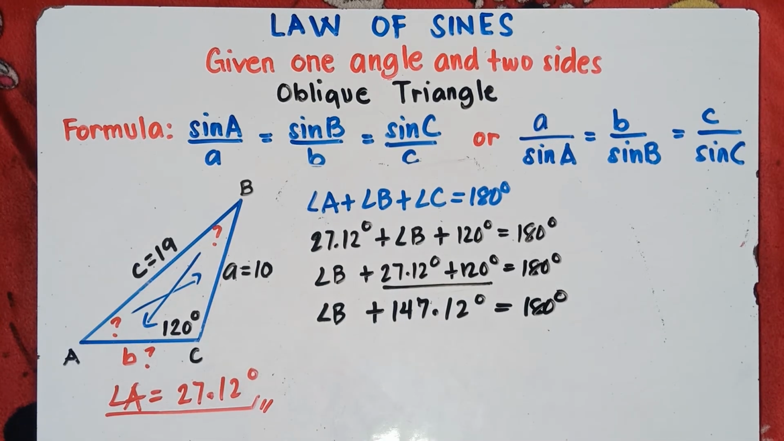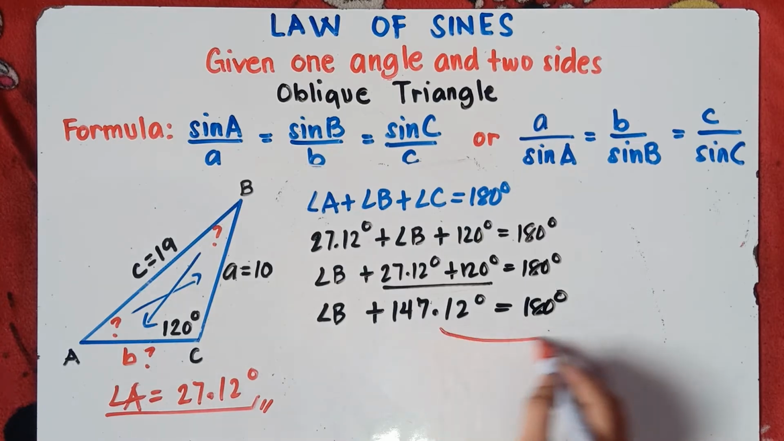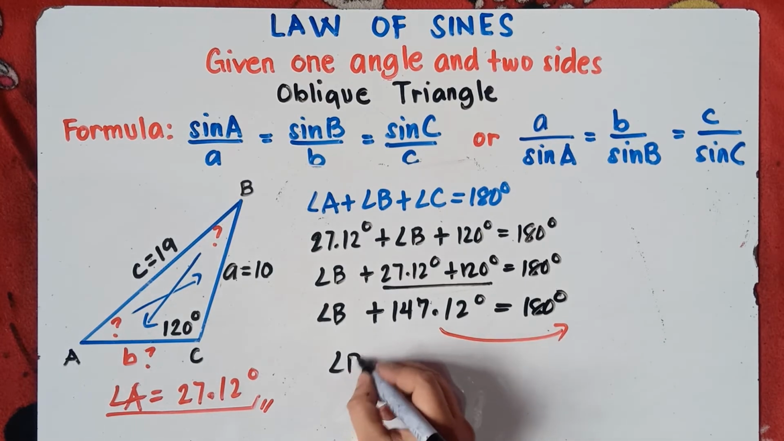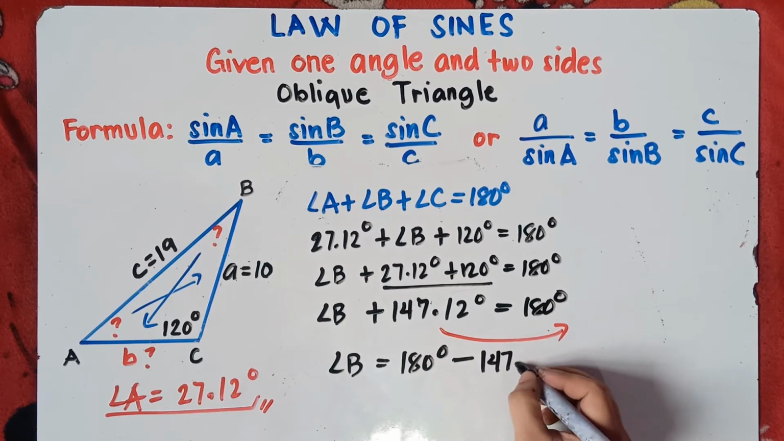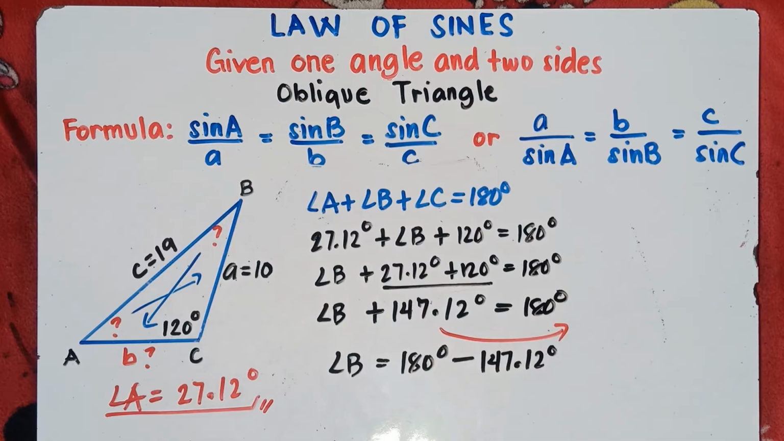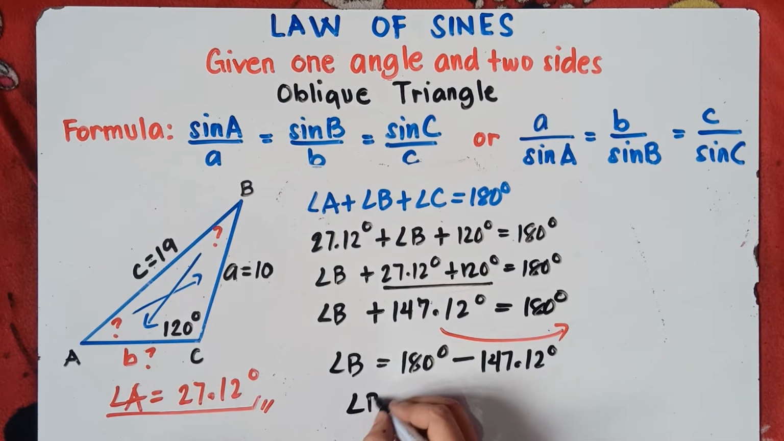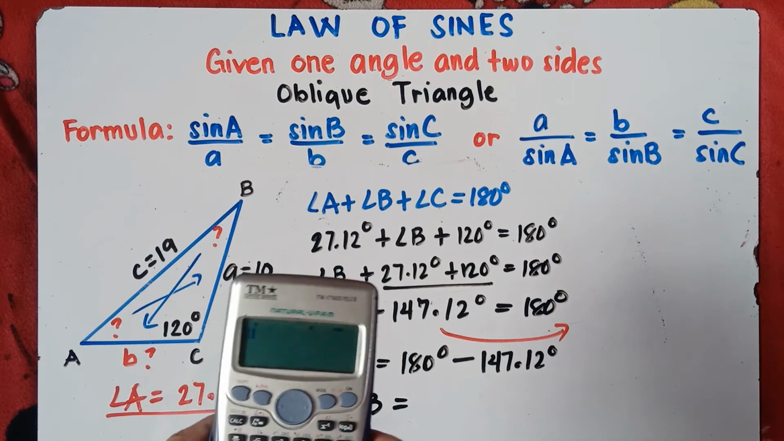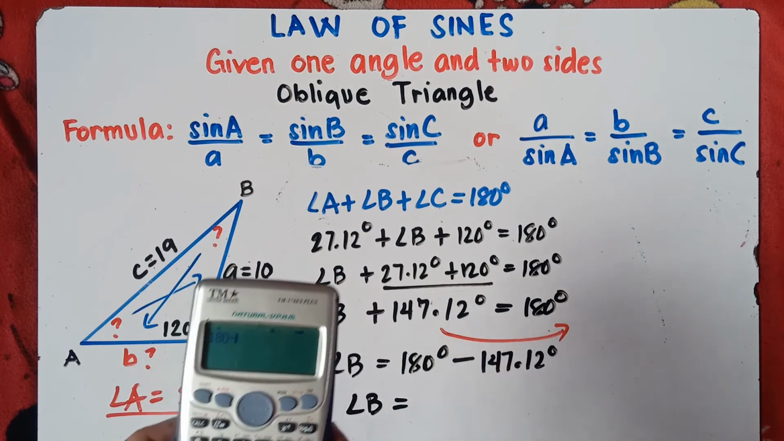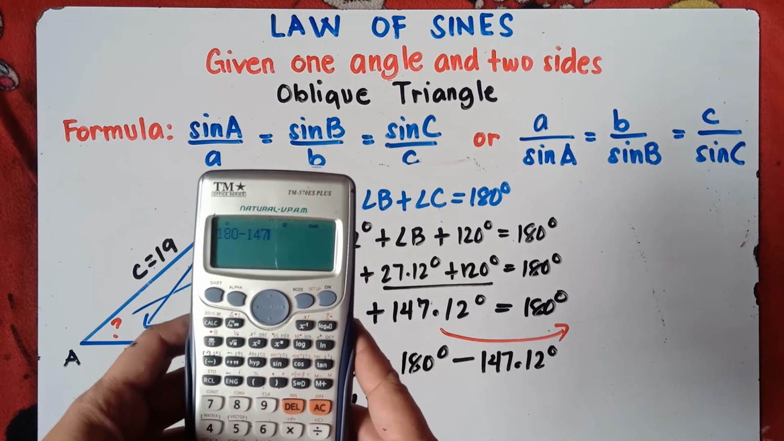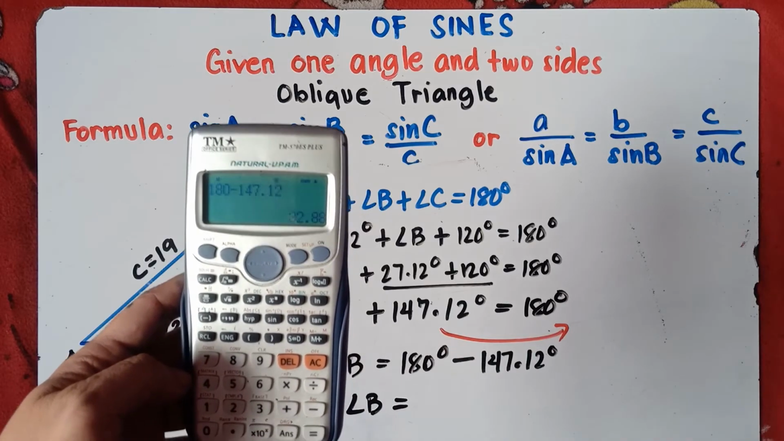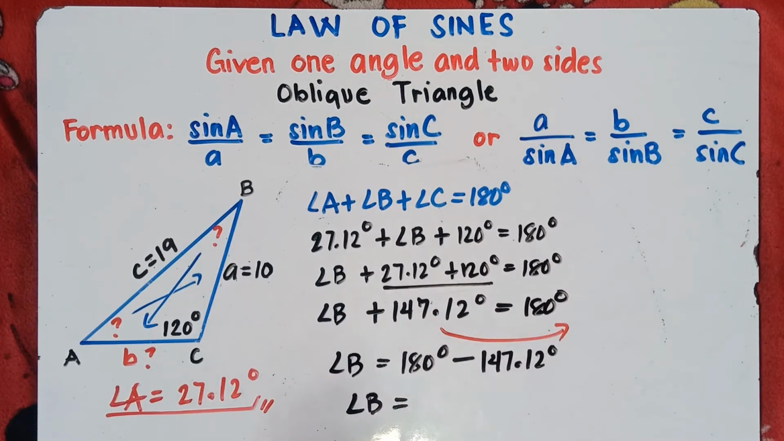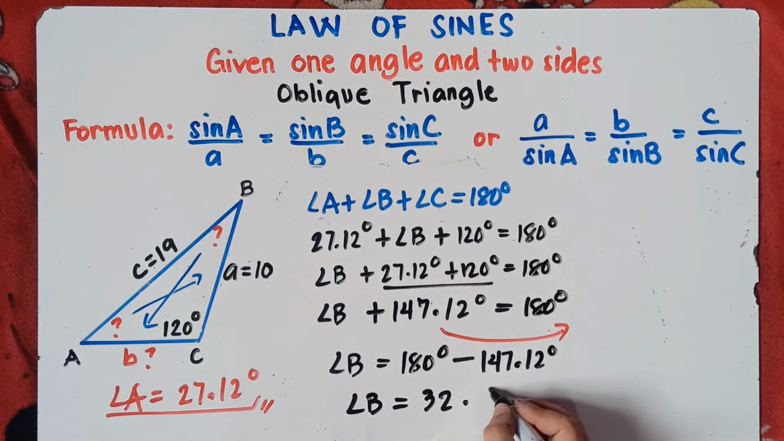And then to get the value of angle B, we transpose this one from left to right. So this will be angle B equals 180 degrees minus 147.12 degrees. We can use the calculator to subtract this one. Angle B equals 180 minus 147.12, and the answer is 32.88 degrees. So angle B is 32.88 degrees. That's it, class, for angle B.